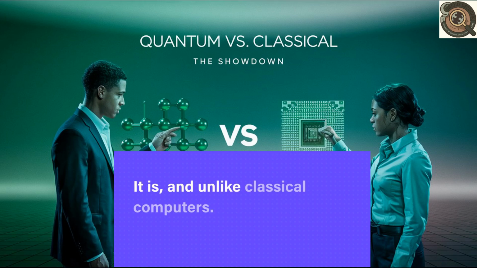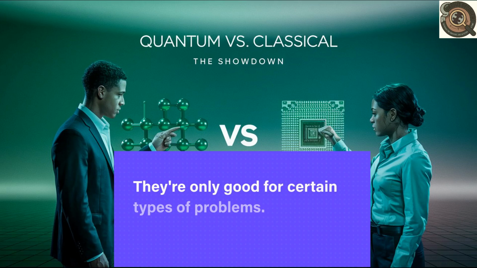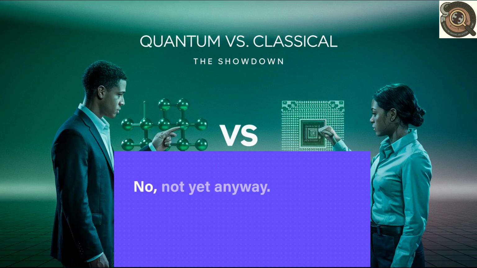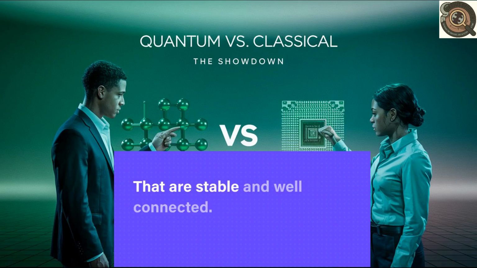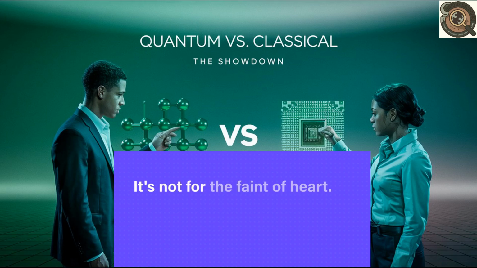Unlike classical computers, which can handle all sorts of tasks as general purpose machines, quantum computers are more specialized. They're only good for certain types of problems. They're not going to be replacing our smartphones anytime soon. No, not yet anyway. And scalability is an issue: building quantum computers with lots of qubits that are stable and well-connected is a massive undertaking. And developing quantum algorithms requires a deep understanding of both quantum mechanics and computer science. It's not for the faint of heart.